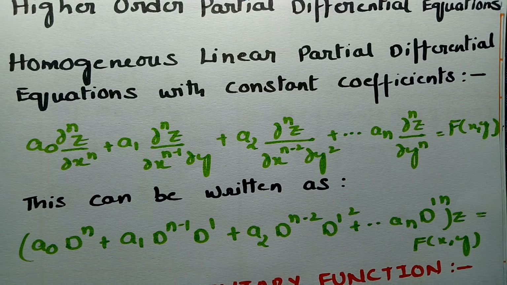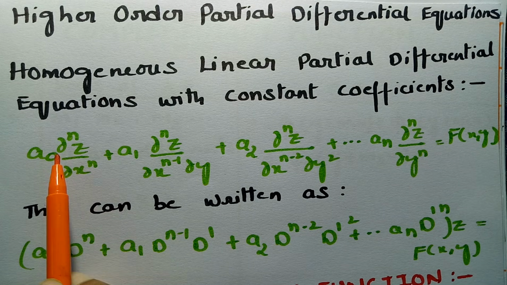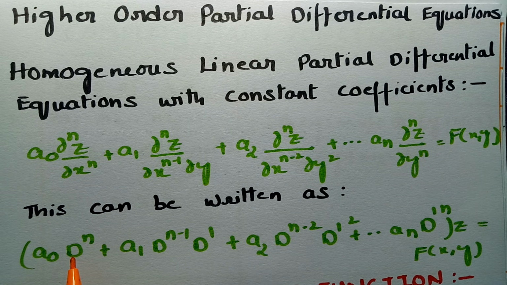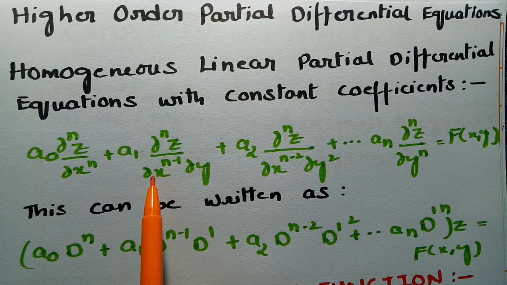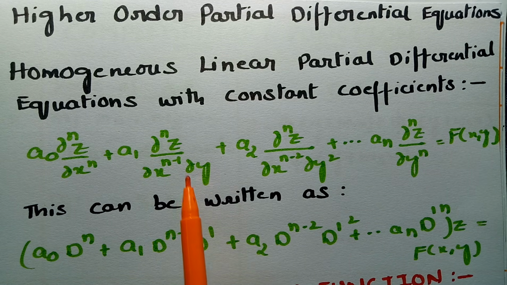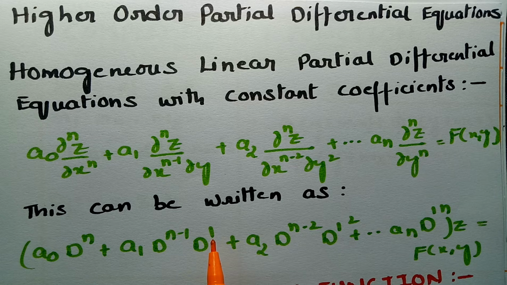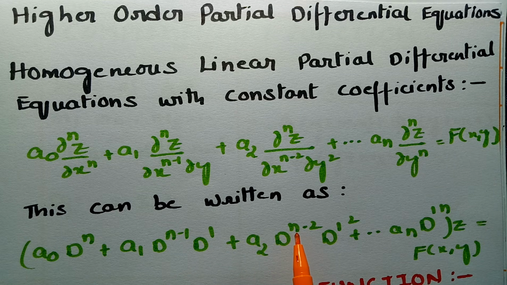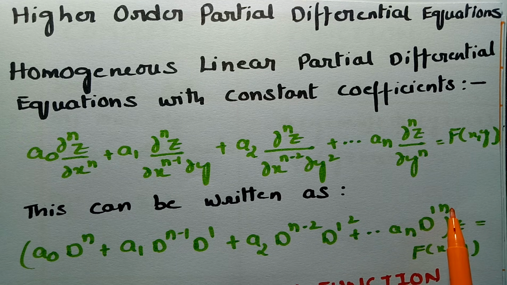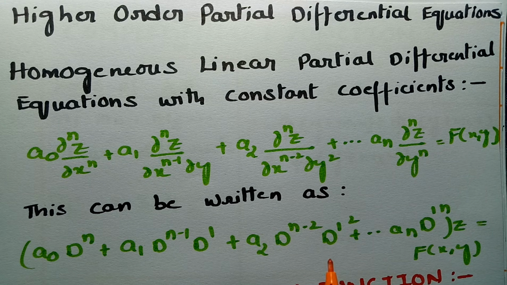This can be written in short form as, in place of ∂/∂x, I can write D. So a0 Dⁿ plus a1 Dⁿ⁻¹ (which is nothing but (∂/∂x)ⁿ⁻¹), and ∂/∂y can be written as D', plus a2 Dⁿ⁻² D'², plus and so on, an D'ⁿ of z is equal to f of x comma y. This is the short form.